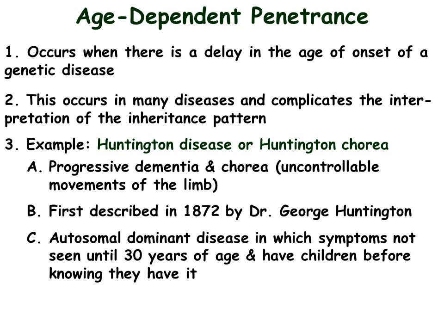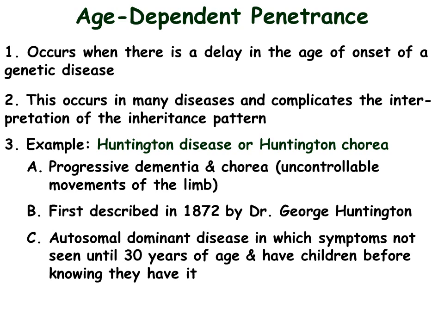This is a rather nasty disease. Typically it begins after 30 years of age or around 40. So they have had children before they know that they're going to have it. Anyway, it's a progressive dementia and chorea, which is the uncontrollable movements of the limbs. Again, it was first described in the late 1800s by George Huntington. And it can be a problem.